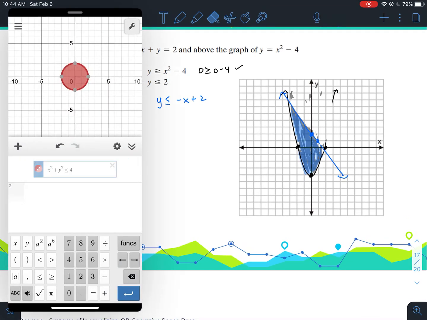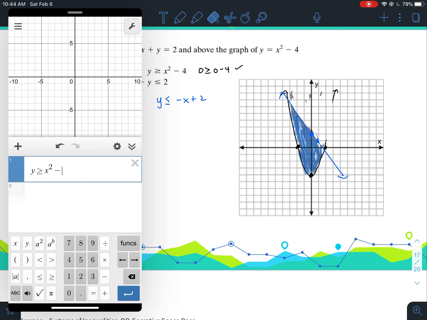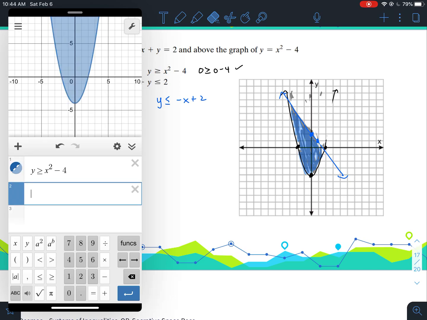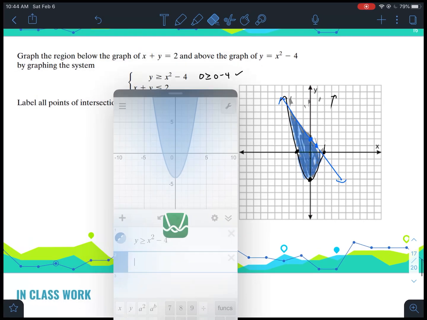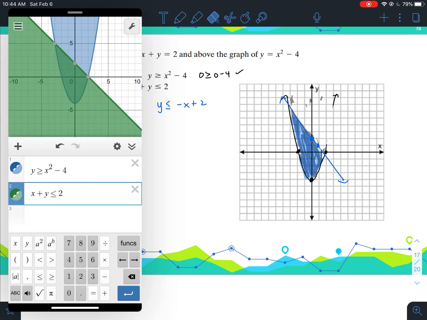So if we went onto Desmos, we could show that this would be right. Y is greater than or equal to x squared minus 4. And then we have x plus y. Yep. X plus y is less than or equal to 2. And so notice my answer is going to be where those two shadings overlap, which is what we have.